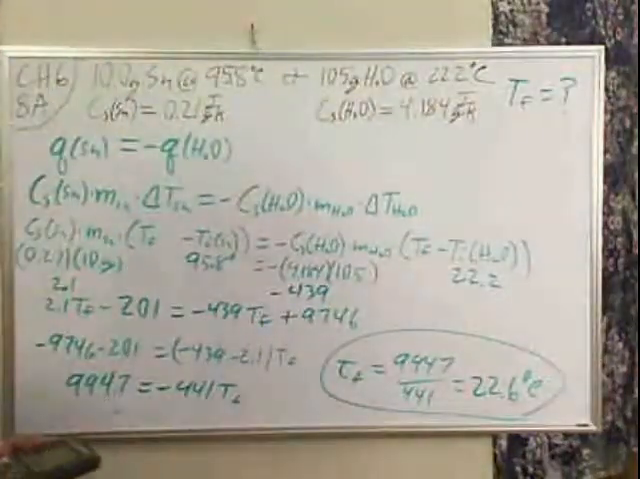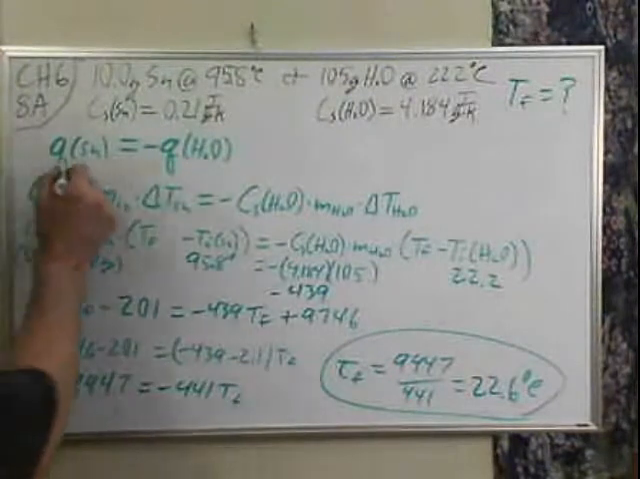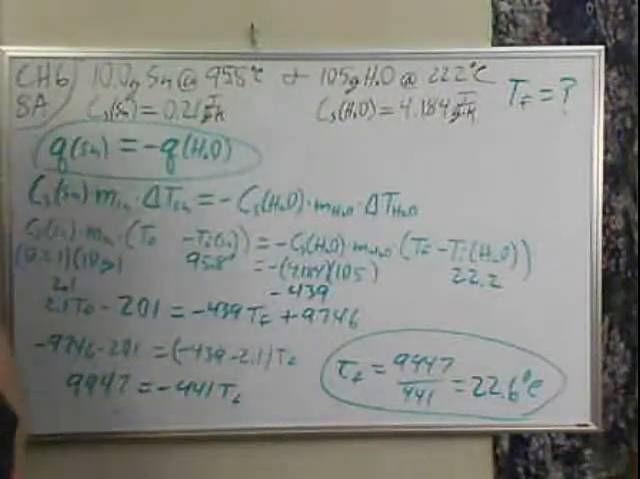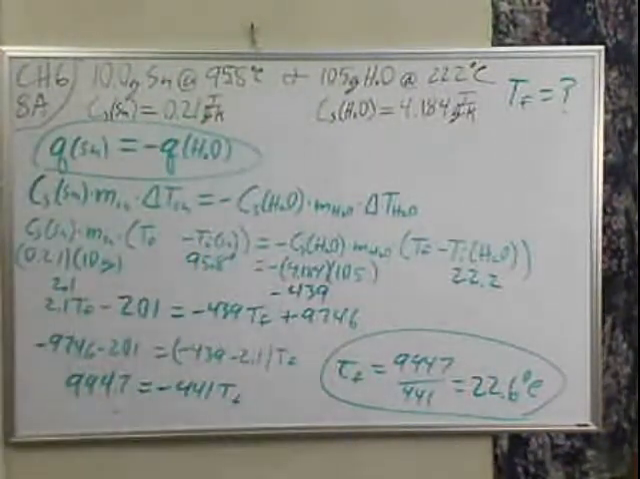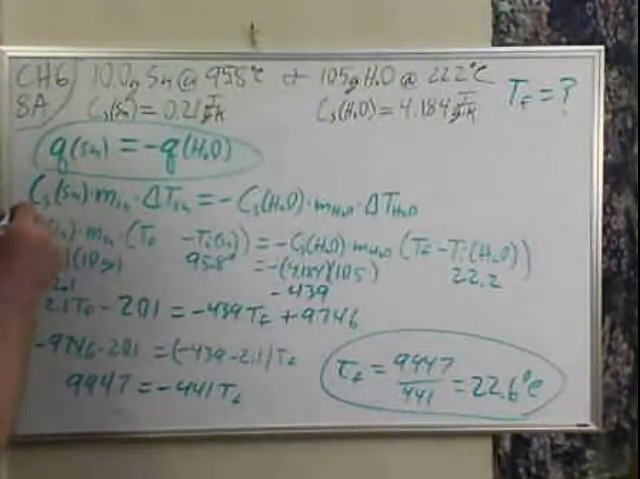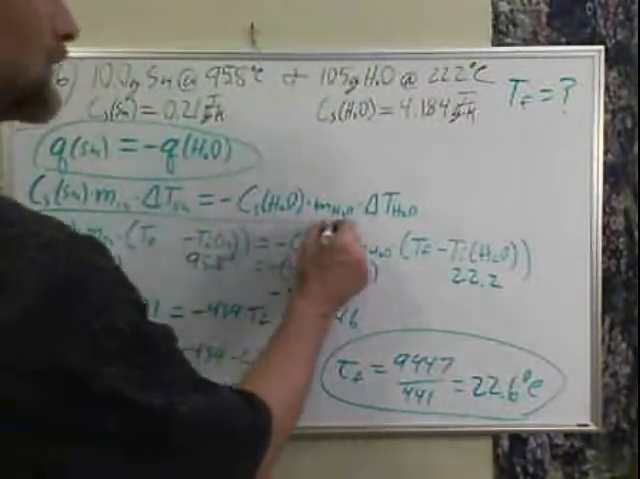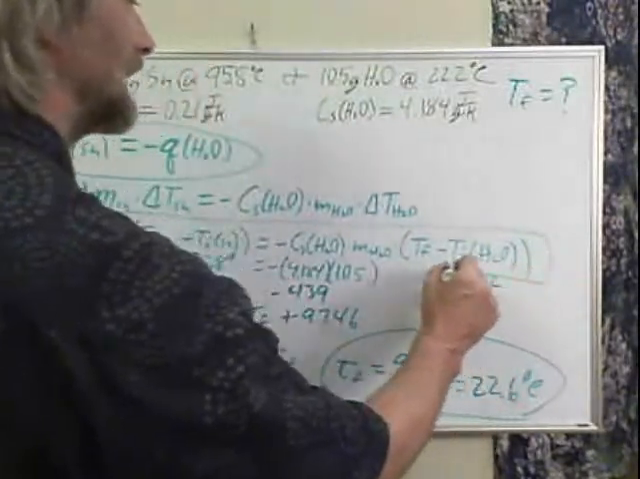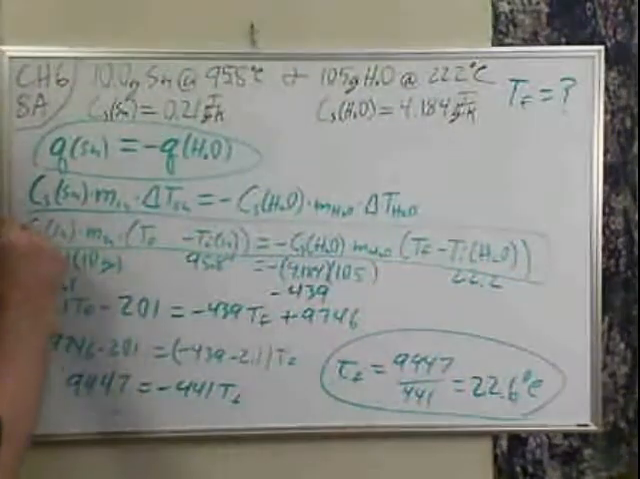So it was a long, complicated problem here. We had to start off relating the heat loss to the heat gain between the two substances, and then what allowed us to do it was expanding out the equation to get the final temperature to show up in the equation.